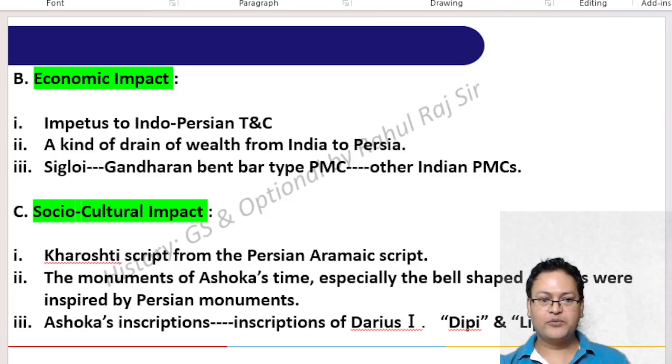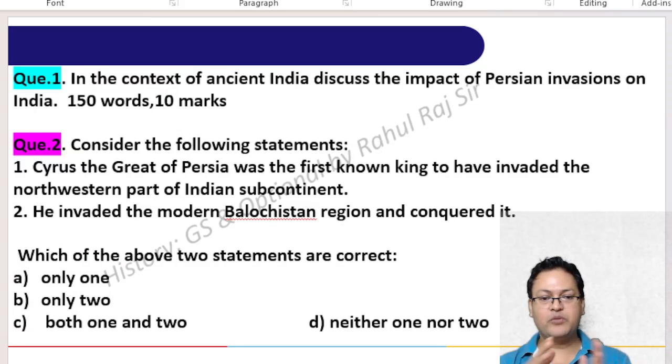Now let's look at some questions. Question number 1: in the context of ancient India, discuss the impact of Persian invasions on India. Right, so this is simple. Please write this answer and mention in the comment box that yes sir, I have written the answer. It will be a very good revision, plus writing practice is very important, and try to include these points.